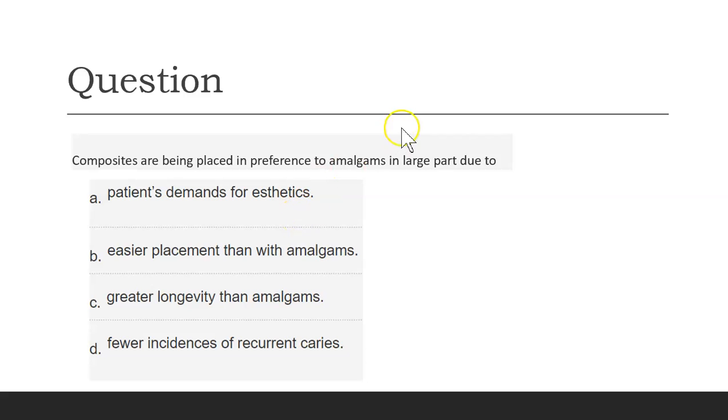Amalgam is good because it is actually the longest lasting material. It's not technique sensitive. It's really easy to do, and it's the most resistant to recurrent decay. Recurrent decay means once you have a cavity, if you get a cavity again, that's recurrent decay, where you get a cavity again in the same spot or around the filling. So amalgams are great. However, composites are better because patients want them for aesthetic reasons.